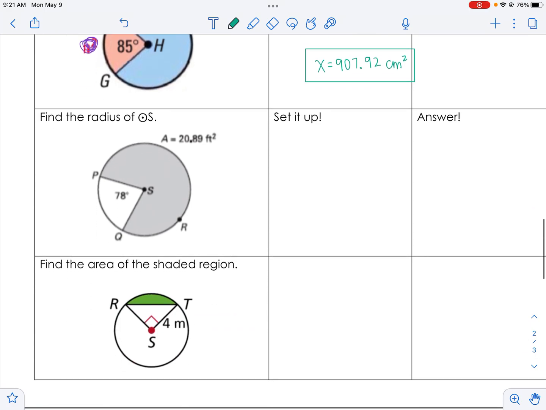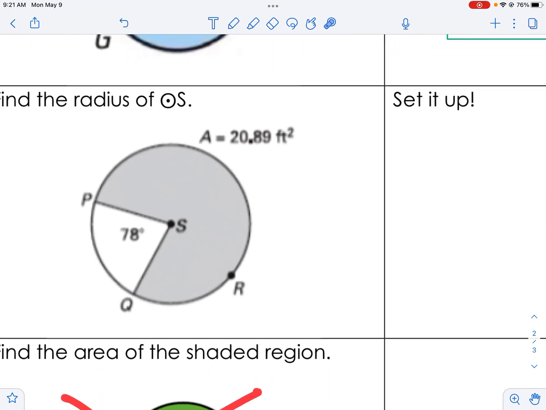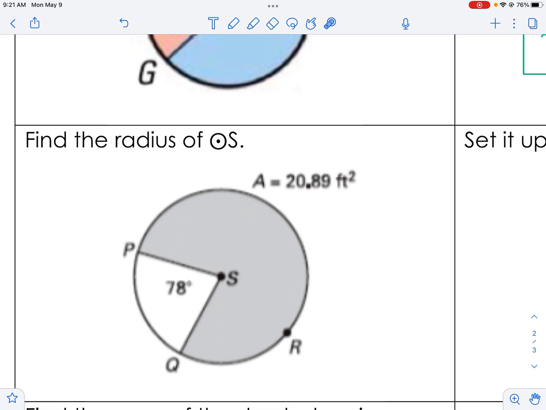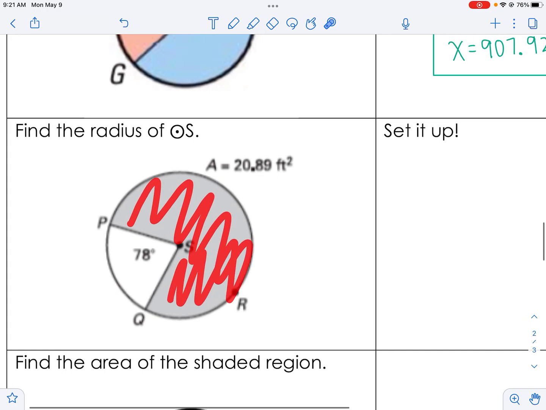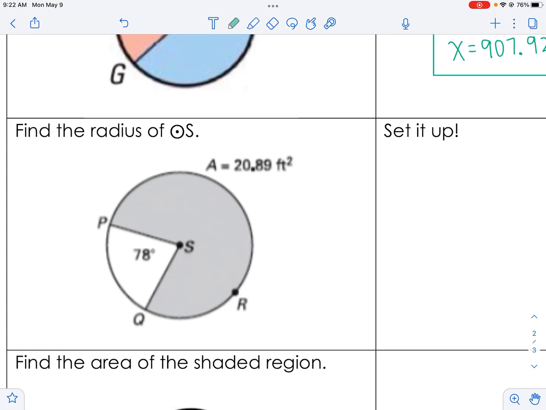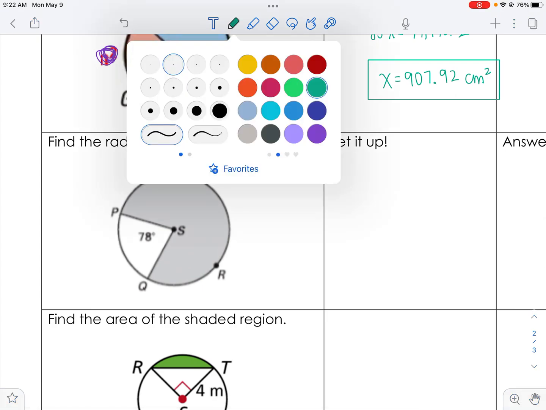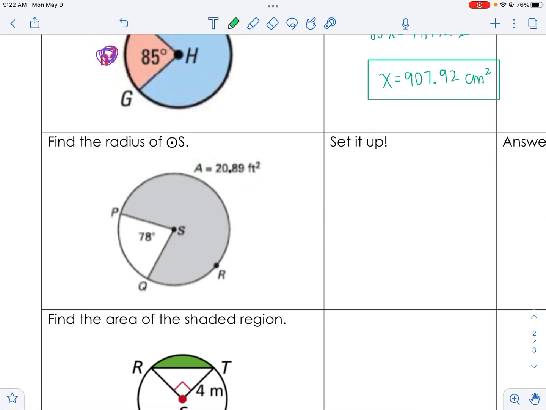So we're going to take a look. We're going to cut out this last one. We don't have to worry about that one. But on this one, it says find the radius of the circle S. So, and it has this shaded region right here. So if I'm finding the radius, I know that I'm going to be working backwards, but let's start with what we know. So we know that I'm going to have the angle over 360.